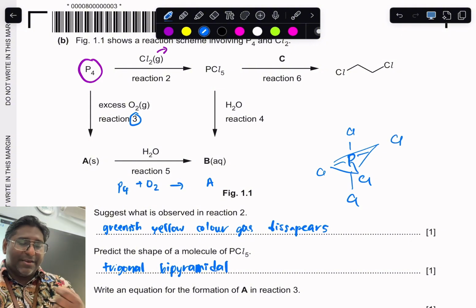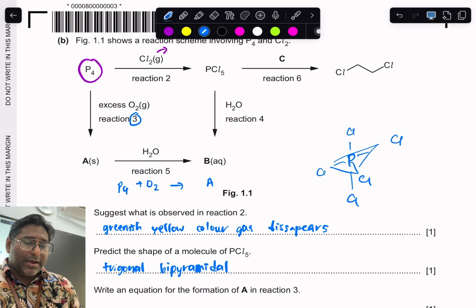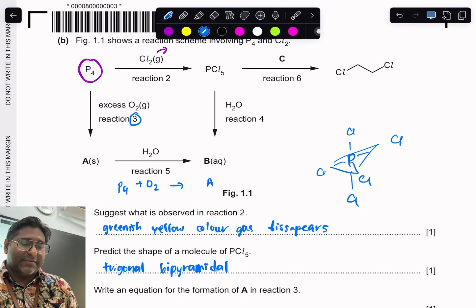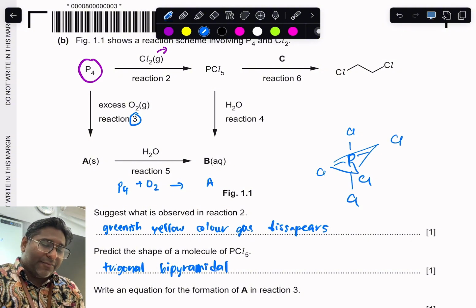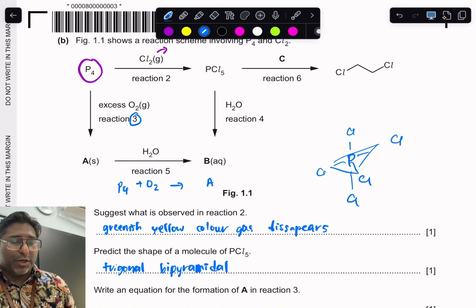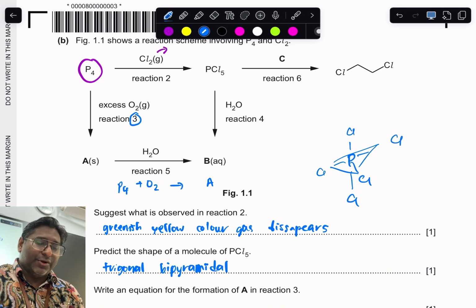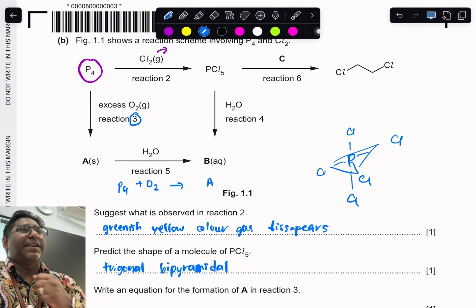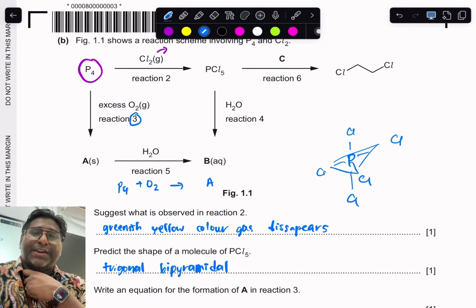Now name B, which is formed in both reaction 4 and reaction 5. We want to name this. Just now we already found out A was P4O10. When you react it with water, generally you should know that they will give you H3PO. H3PO what? PO4 or H3PO3?